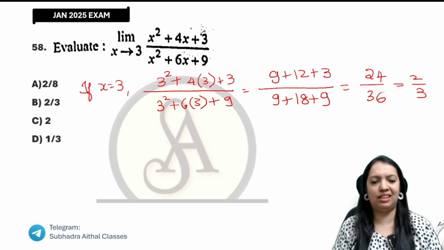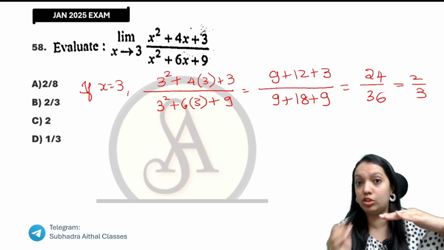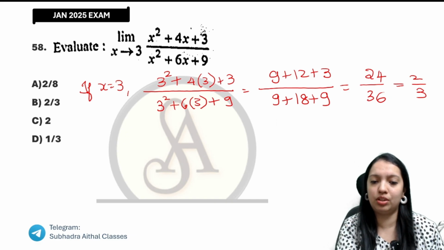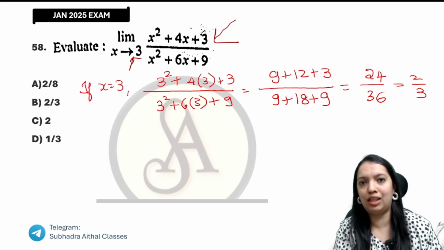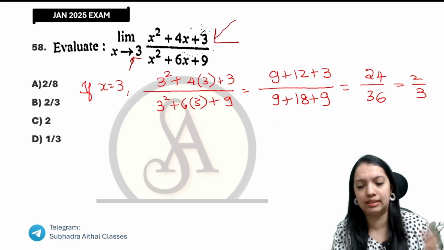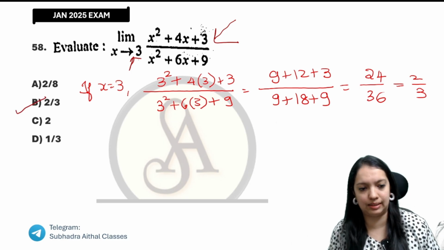It is fine. Next, this is a very easy limit question. Unless and until the denominator is going to become 0, you will just replace x with the number given over here, 3. So when I replace the x value as 3, I am getting the value 24 by 36, which is 12 twos are 12 threes are 2 by 3. Option B is the answer.